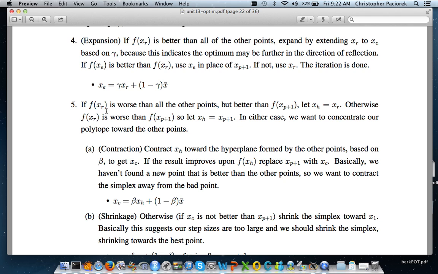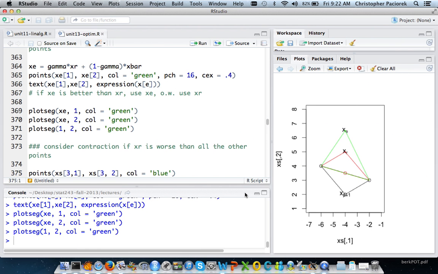Okay, so then it says if f of xr, that reflected point, the red triangle, is worse than all the other points but better than f of xp plus 1, then we're going to define this new x of h that's equal to x sub r. And if f of xr is worse than f of xp plus 1, we're going to define xh to be xp plus 1. So basically we're either choosing this one or this one, depending on whether f is better here or here. And either one of these, from the way we're walking through the recipe, is the worst of the points. It's just whether this happens to be better than this one or not.